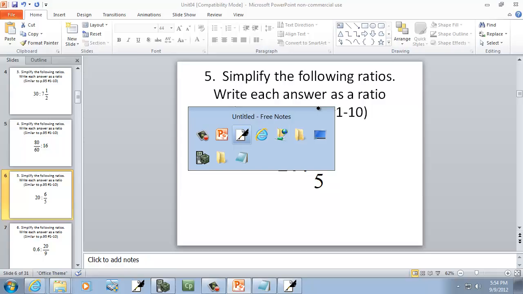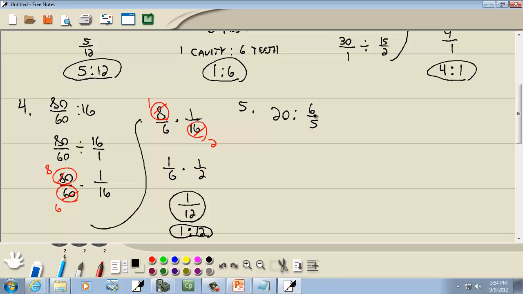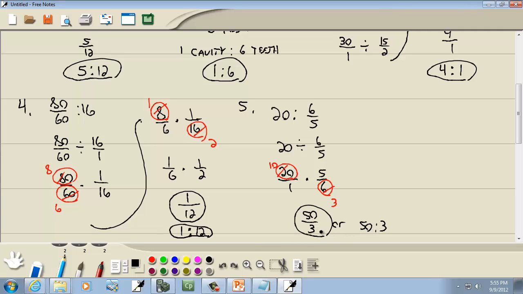Let's take a look at another one of those. Now again, this means 20 divided by 6 over 5. We'll rewrite the 20 as 20 over 1, and rewrite as multiplication by flipping our second fraction. Now, this number and this number are both divisible by 2. That gives us 3, and this gives us 10. So 10 times 5 is 50, and 1 times 3 is 3. This is what it would look like in colon form, but that would be our answer.